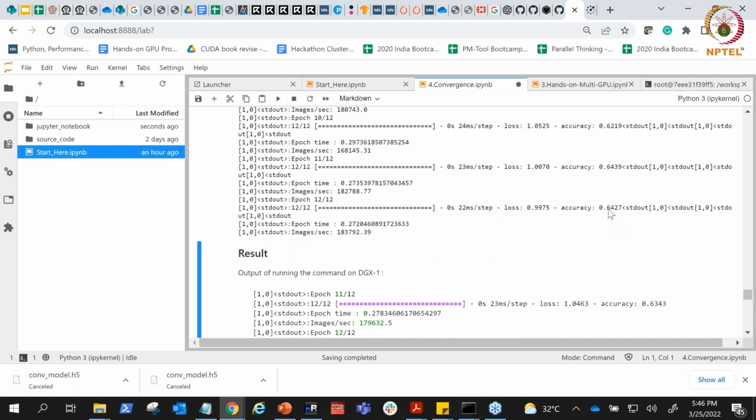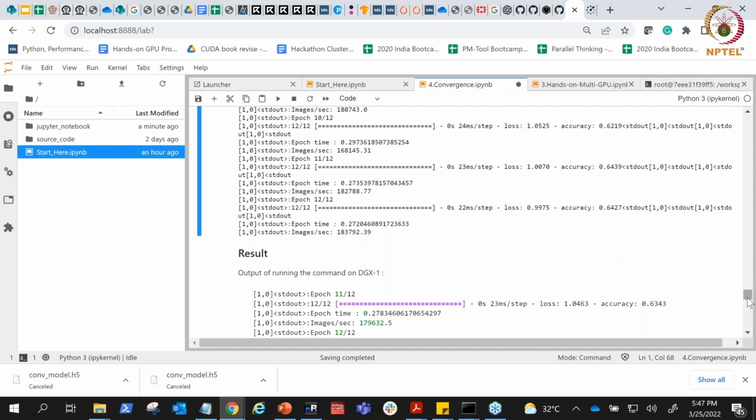So you can see here again it has increased. It has come back to 64% as compared to 46. And my images per second is also better. So you can see here the impact of these hyperparameters is quite a lot when you move towards distributed deep learning.